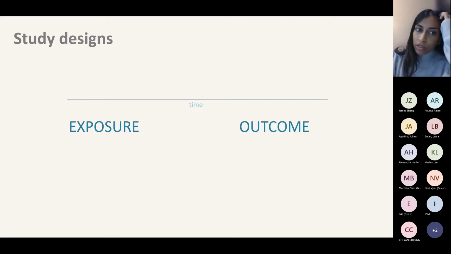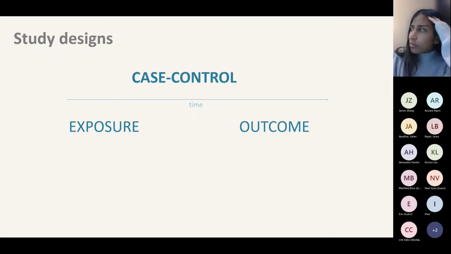So if we start with exposures and we go forward, when we start with outcomes and we look back, so you compare a group with an outcome to a group without an outcome, and you look back in time to see what those exposures are, that's called a case control. So you start at the outcome.